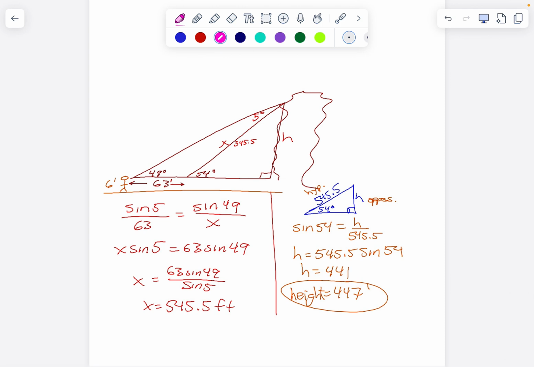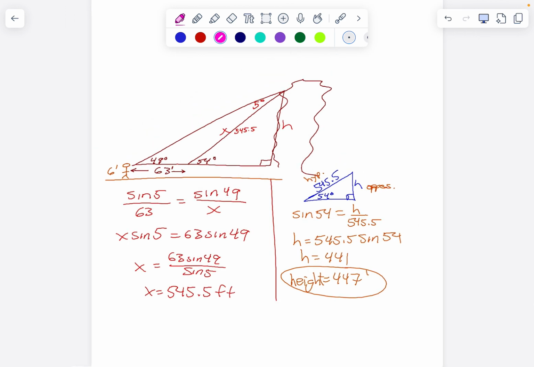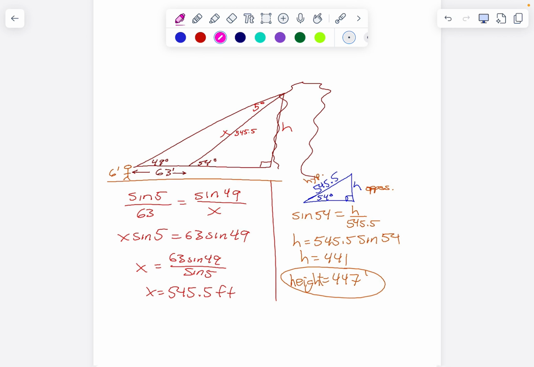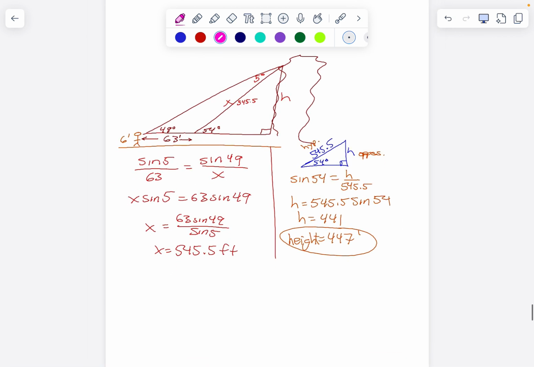So like I said, this thing is an enormous rock structure. It's cool. If you ever go to Arches, the road goes right by it, in fact. Okay, so 447 feet. And then this one, I was actually able to look up the actual height, and it was a little bit more. It was like closer to 500.